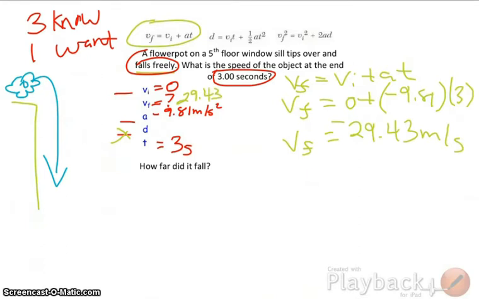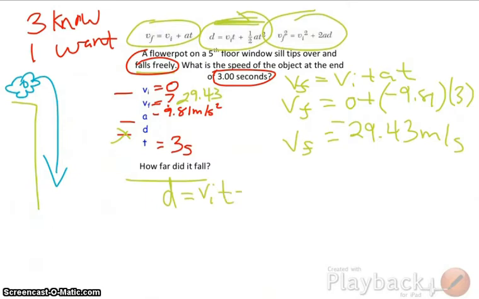Alright, so the second part of the question is how far did it fall? Now, I know everything else, right? I'm not missing any kind of information, which means I could use either of these equations. This one's easier, so I'm going to use D equals VIT plus 1/2 AT squared.